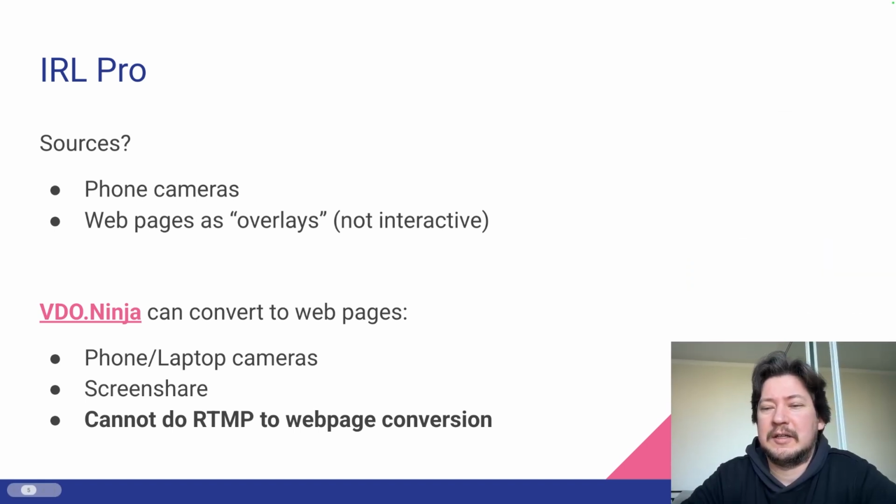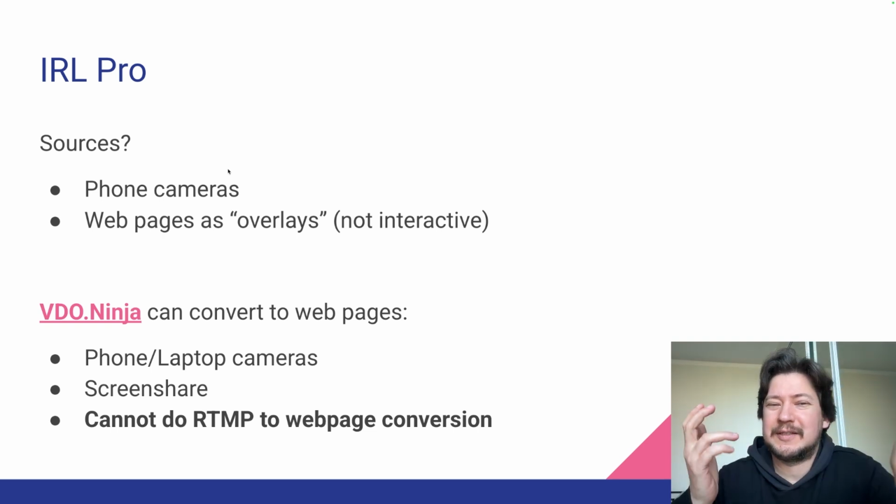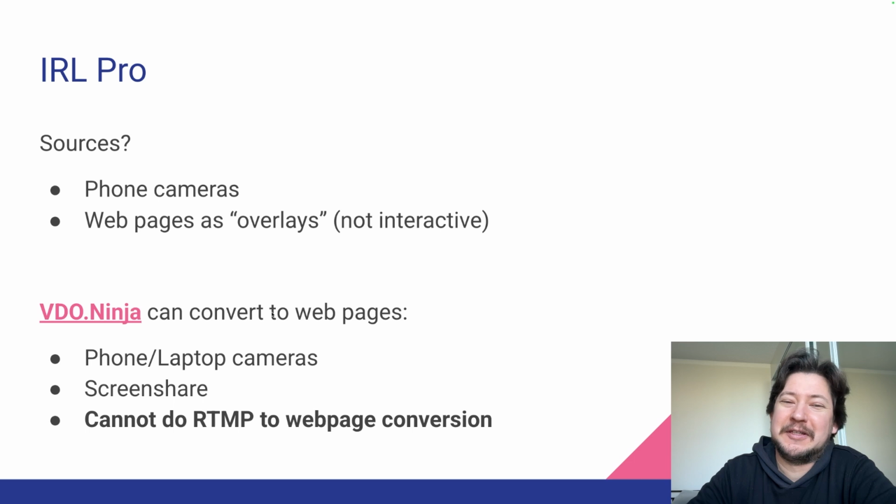Next, IRL Pro. What kind of sources does it support? Only phone cameras and web pages as overlays, and it's non-interactive. You cannot click on things or anything. So kind of an honorable mention is vdo.ninja. If you want to put something as an overlay into IRL Pro, you can use vdo.ninja.